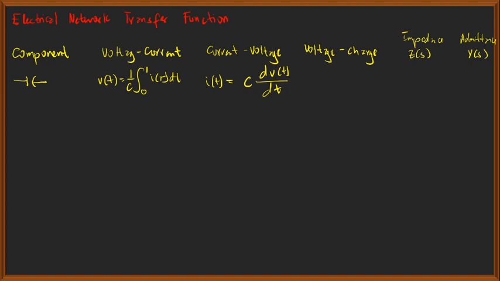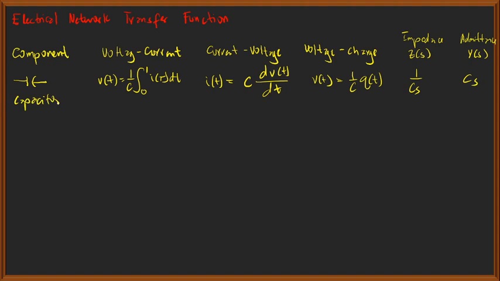Then for the voltage-charge, V of t is equal to 1 over C times Q of t. So the voltage is equal to the reciprocal of the capacitance times the charge. For the impedance Z of S, that will be 1 over CS. And for the admittance, which is the reciprocal of our impedance, that will be CS, or C times S.